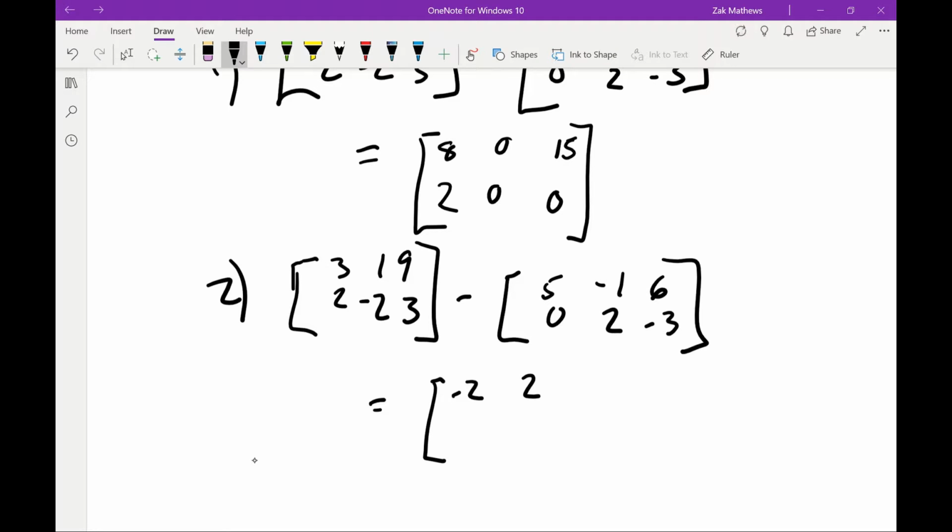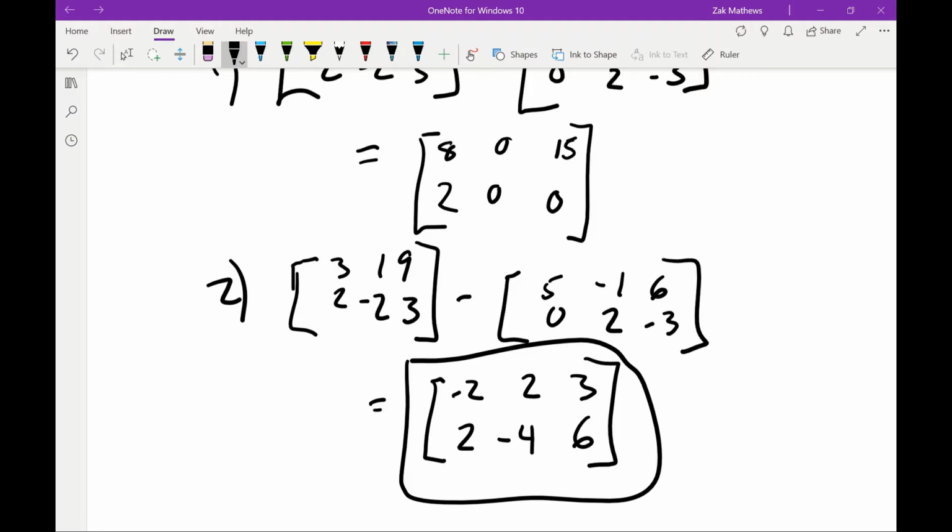9 minus 6 is a 3. 2 minus 0 is a 2. Negative 2 minus 2 is a negative 4. 3 minus negative 3 turns it into a positive. That's going to give me a 6 there. And so there would be my subtraction and addition of two matrices. Relatively simple. Addition and subtraction of matrices is very nice because all the properties that we can think of holding true with just real numbers, adding, subtracting real numbers still holds true.